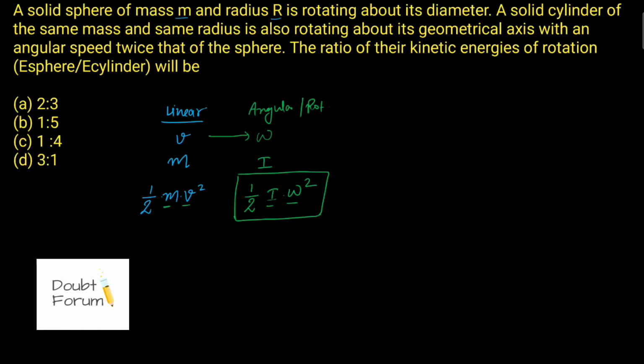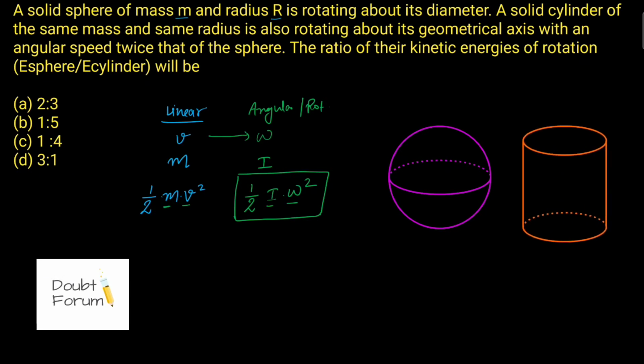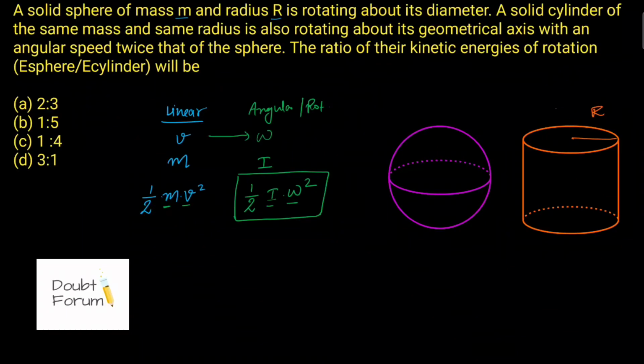In this question, we are asked to find the rotational kinetic energy of a sphere and of a cylinder. So let's consider this to be a sphere of radius r and mass m, and here this is a cylinder. The radius of the cylinder is r and mass is m. It is given in the question. The radius of the sphere is r, and the mass of the sphere is m.